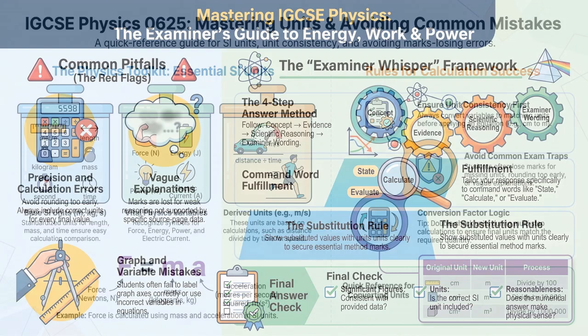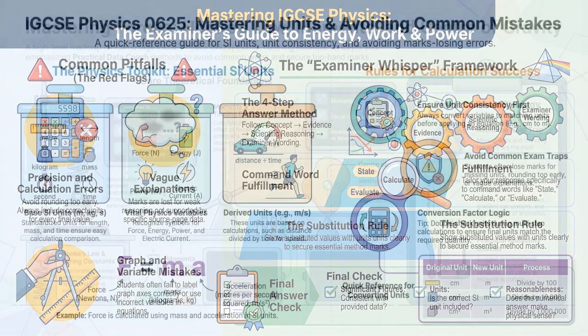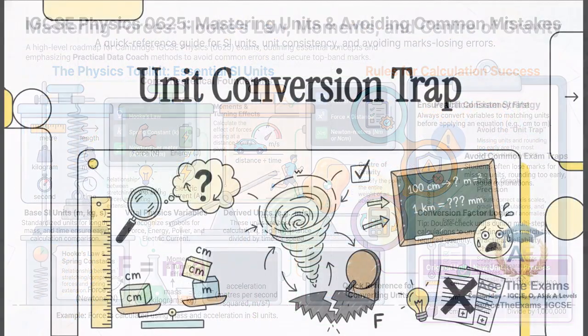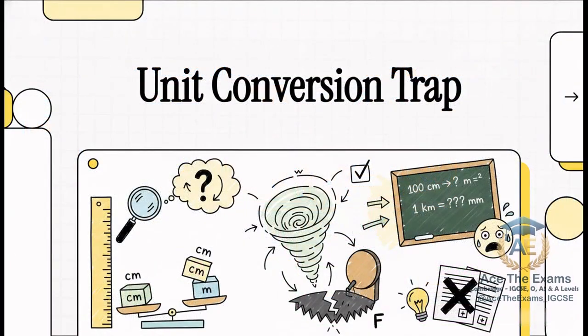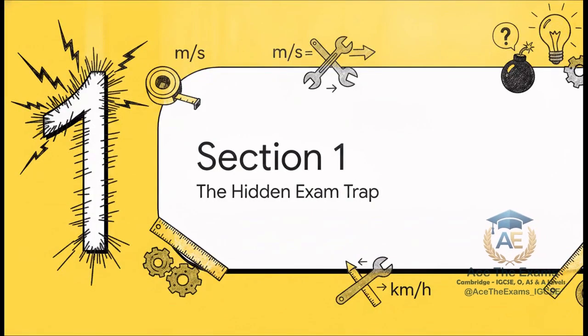Look at this calculation. It feels completely right. It looks perfectly logical. But if you write this down in your physics paper, it instantly ruins your grade boundary. Section 1. The hidden exam track.